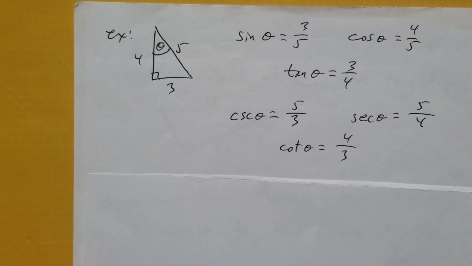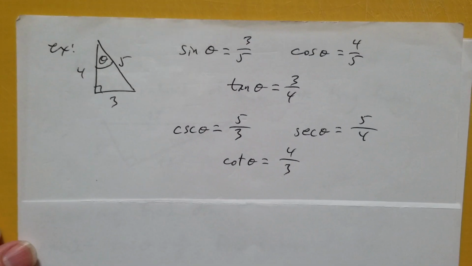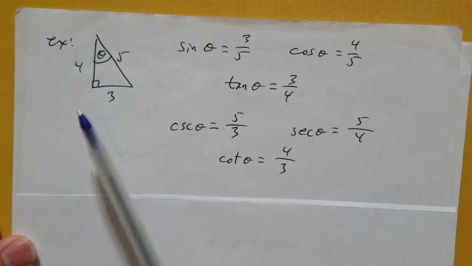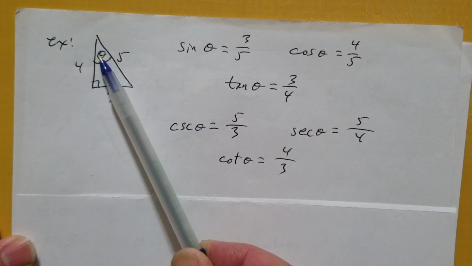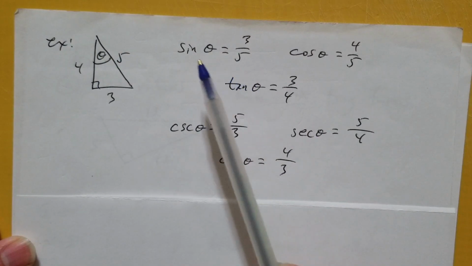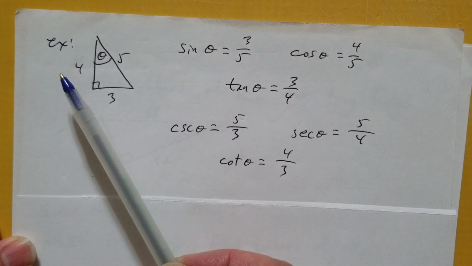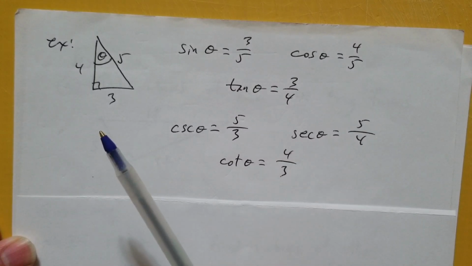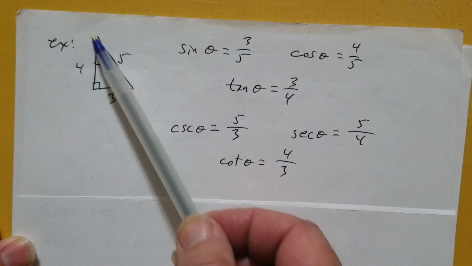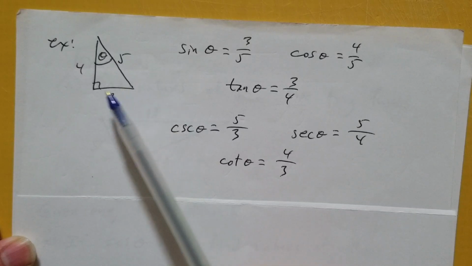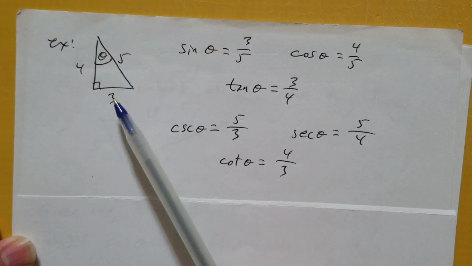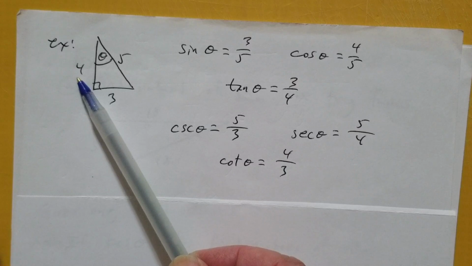So here's a triangle, and relative to this angle, I'm going to ask for sine, cosine, tangent, cosecant, secant, cotangent, all 6 of them. Now I give you the numbers, so you don't have to say opposite. Just give me the actual numbers. 3, 4, 5. This is the hypotenuse. So if this is the angle, this must be the opposite, and this must be the adjacent.